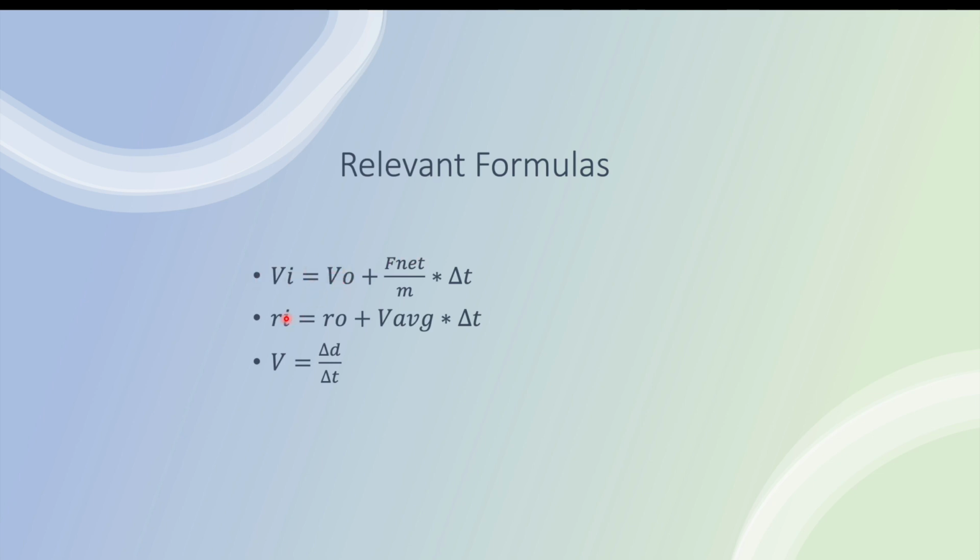We can also see that the final position will be equal to the initial position plus the average velocity times the change in time, which is derived partly from velocity equals the change of distance over the change of time.